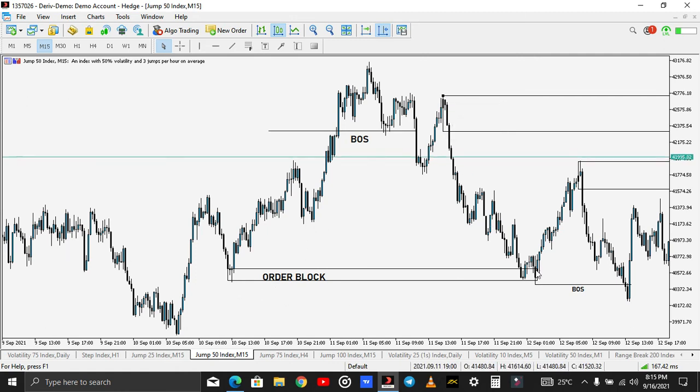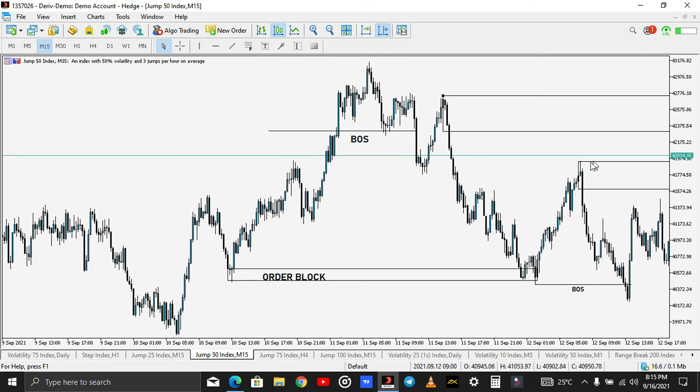It still came and tapped. There's an order block here. It came here and respected the order block. It went back upward and still came down and still broke the order block, because the general bias of the market is bearish. So any order block that breaks structure becomes valid.